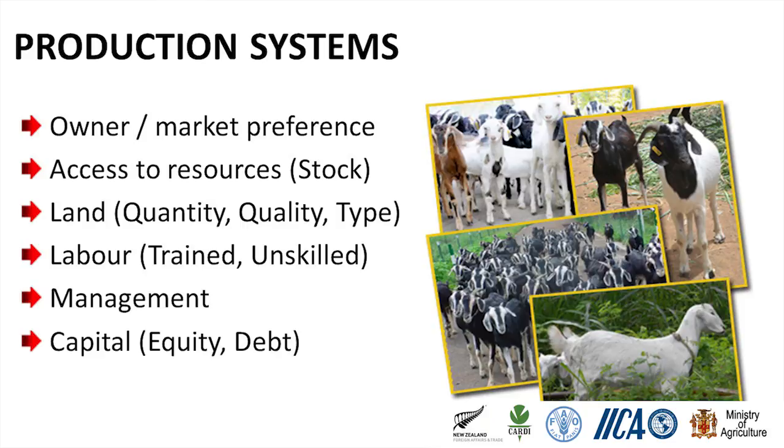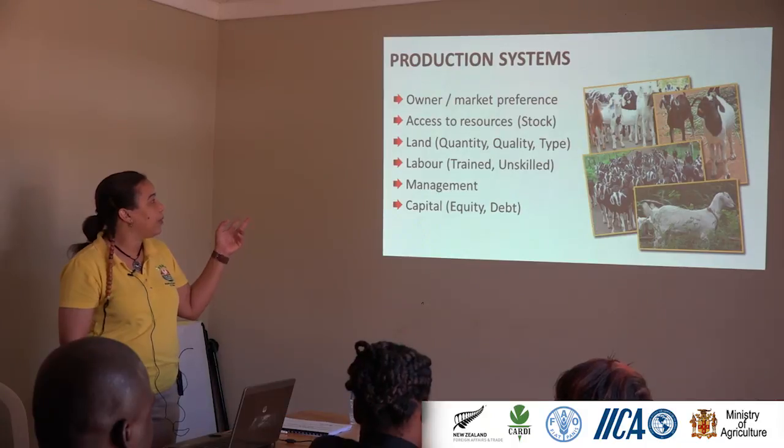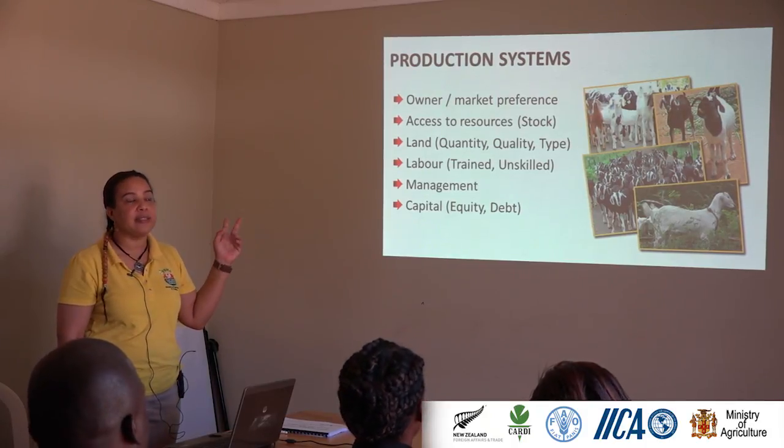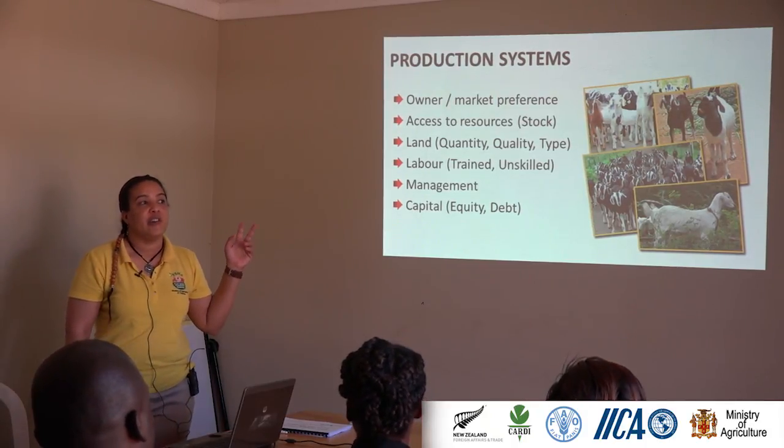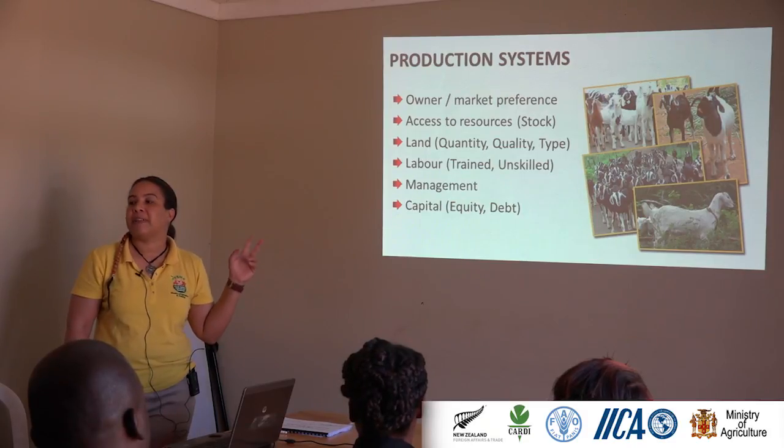What access he has to resources. Remember I said if he wanted to rear sheep in the tropics, wool sheep, then it's up to him once he has the resources in terms of creating the environment and the stock. Land, and it's not just having land, but how much land do you have? Because sometimes we find that farmers expand beyond the capacity of their land.